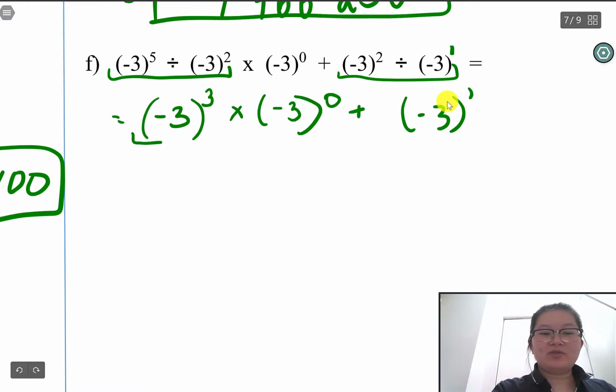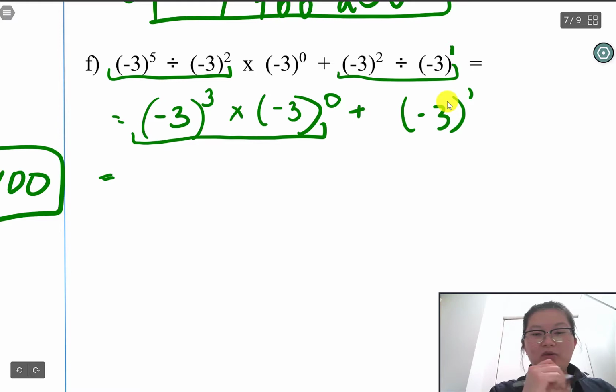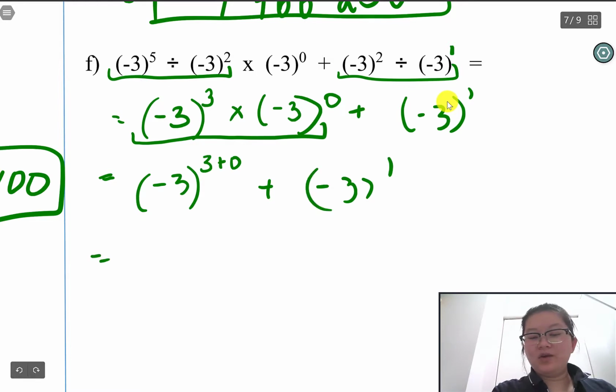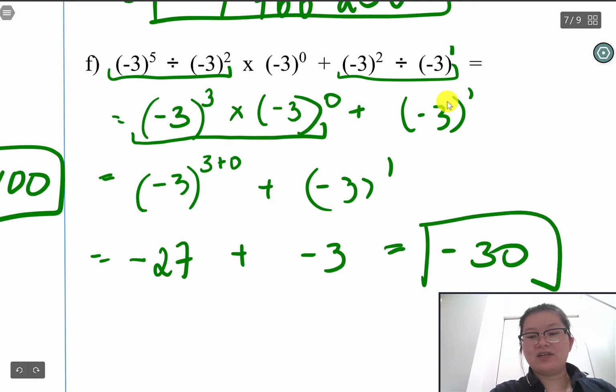And then the next step is to simplify this guy, even with an exponent of 0. I get -3 and exponent of 3 plus 0. 3 plus 0 is just 3, plus -3 to the power of 1. So evaluating all of this, this is going to be a negative number since we have an odd exponent. And 3 to the power of 3 is 27. Next, we have -3 to the power of 1. That is just -3. And giving us a total of -30 at the end.